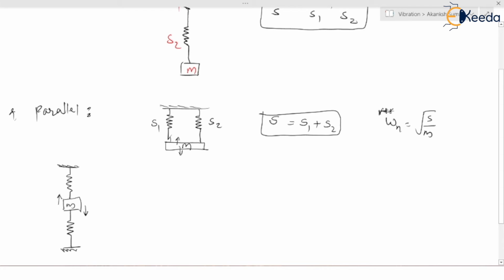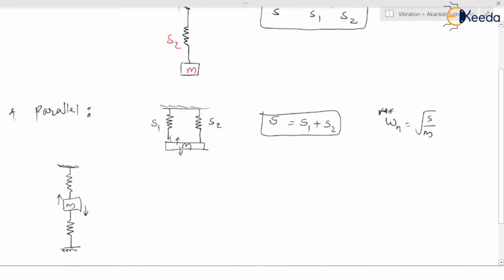Similarly, when the block M moves in the upward direction, there will be a compression in the upper spring, and the compression would be equal to the extension in the lower spring. The amount will be the same. The deflection amount would be the same. That's why this is also considered the parallel case, when the springs are in parallel.